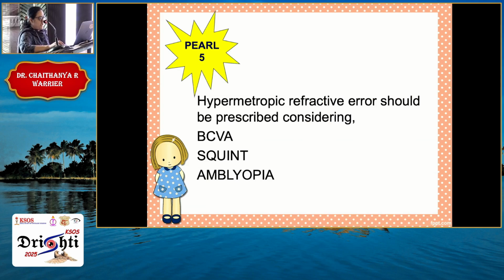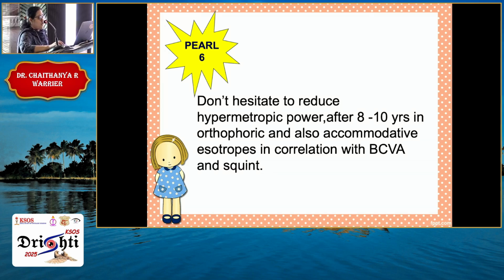Pearl number 5. Hypermetropic refractive error should be prescribed considering the best corrected visual acuity, squinting and amblyopia. Pearl number 6. Don't hesitate to reduce hypermetropic power after 8 to 10 years of age in orthophoric children and also accommodative esotropes, in correlation with their BCVA and squint.